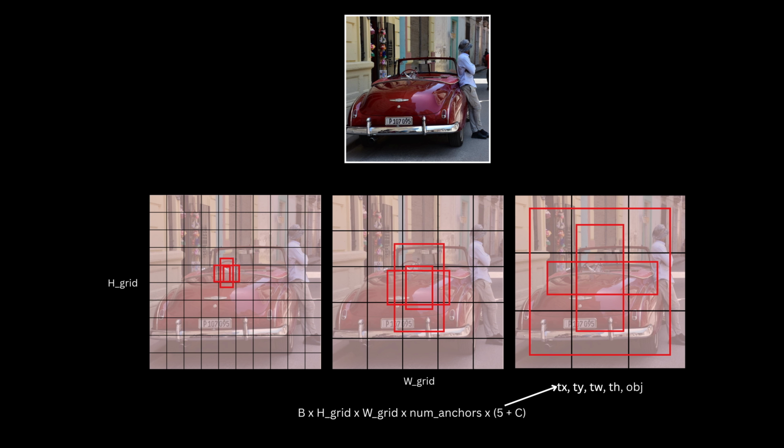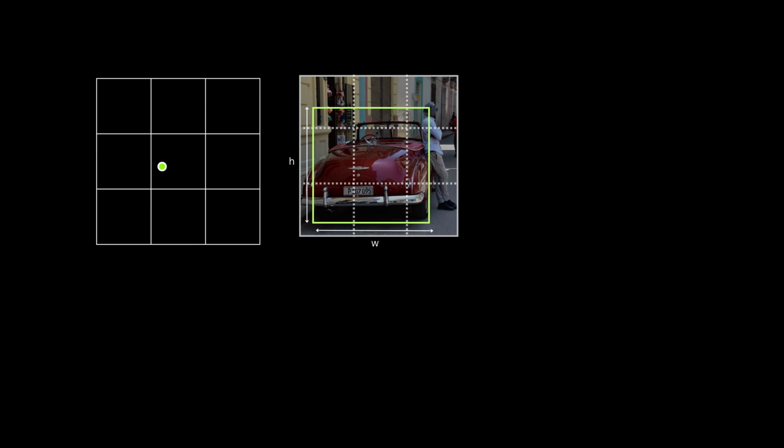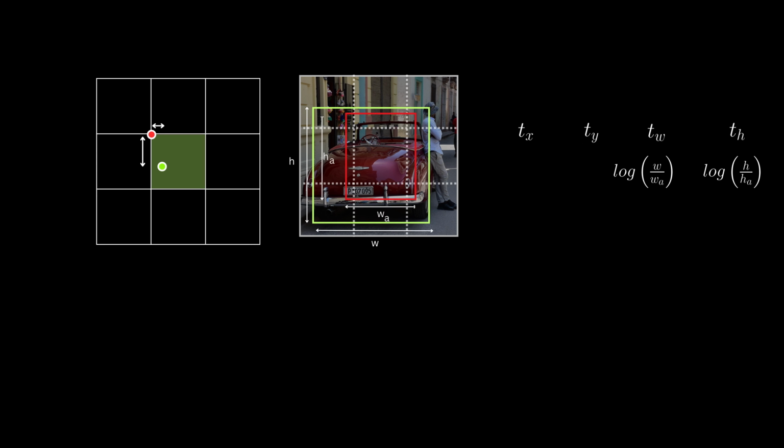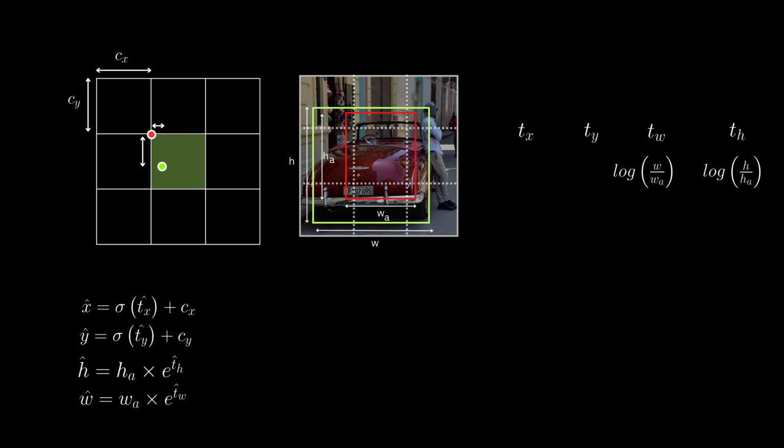transformation parameters are defined. We know that YOLO v3 predicts the center of the box by having the network learn to predict offsets tx and ty from the top left corner of the grid cell. And tw and th were the width and height transformation parameters, defined as log of target width and height by anchor width and height. These transformations enabled us to compute the exact box coordinates.